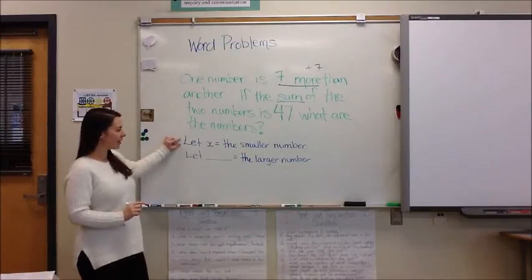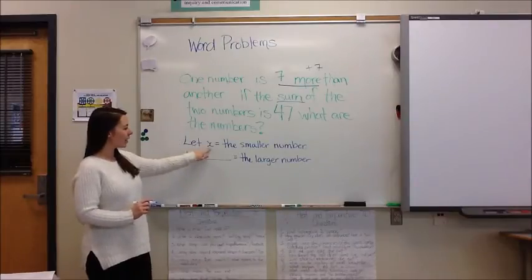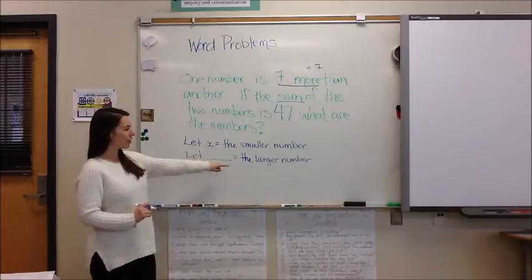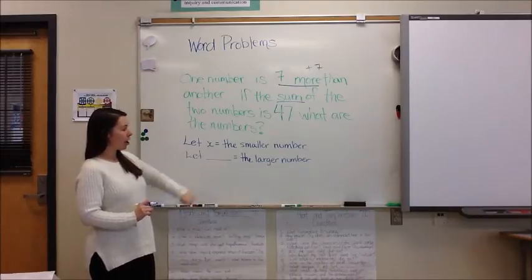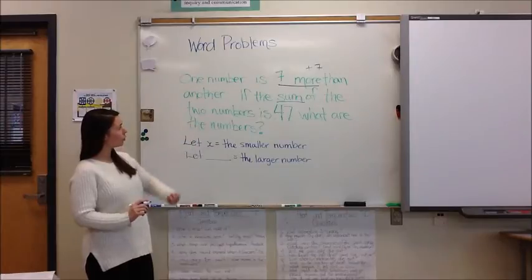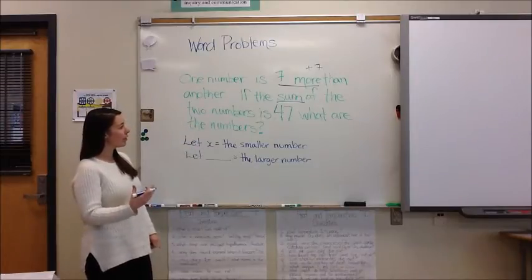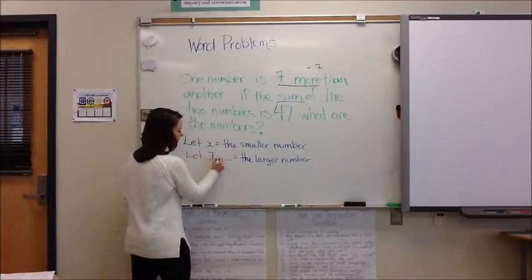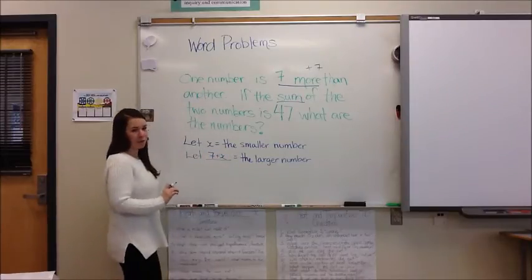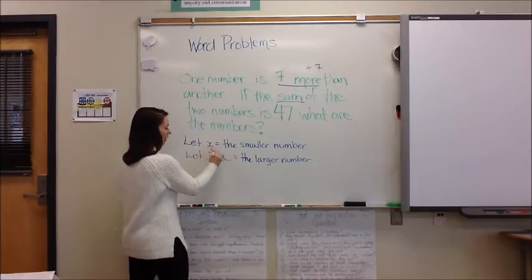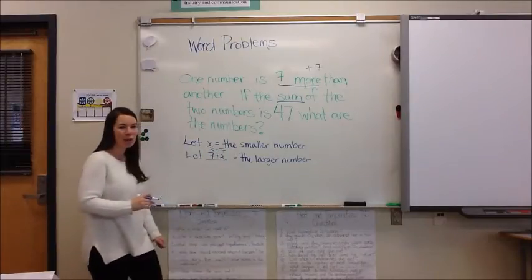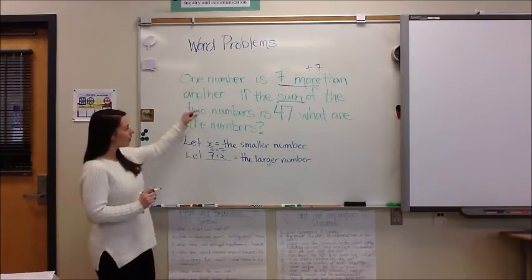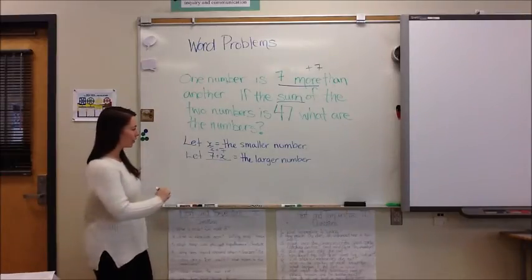So if we look at our let statement, let x equal the smaller number. So we want to figure out what is the larger number. What would our expression be? If we look at it, one number is 7 more than another. So our larger number would be 7 plus x. You could flip it around too. You could go x plus 7. Because it's an addition, it doesn't matter which one goes first.